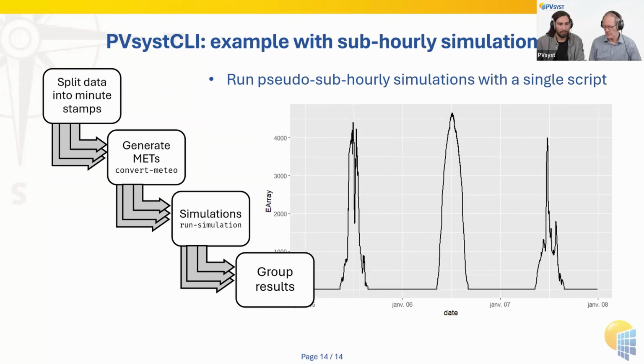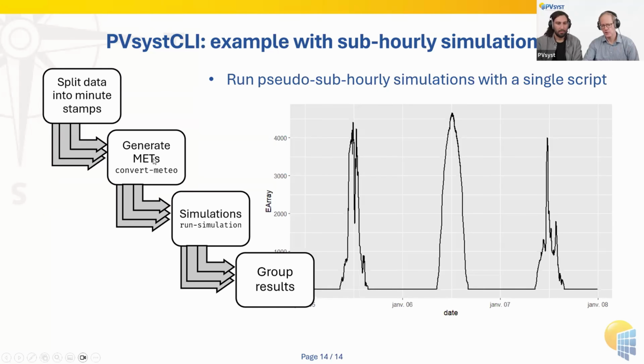The sub-hourly simulation with PVsystCLI is foreseen for the next version 8.1, but right now you are limited to hourly simulations. But there is a workaround or a procedure to do that with the current PVsystCLI version, which consists in slicing your weather data into 60 slices for each minute within the hour. This gives you 60 weather data files or 60 CSV files for each minute in the hour. You can then convert that into the PVsystCLI format, run the simulation on it, and then reassemble the 60 results into a minute output. This is basically what you see here.